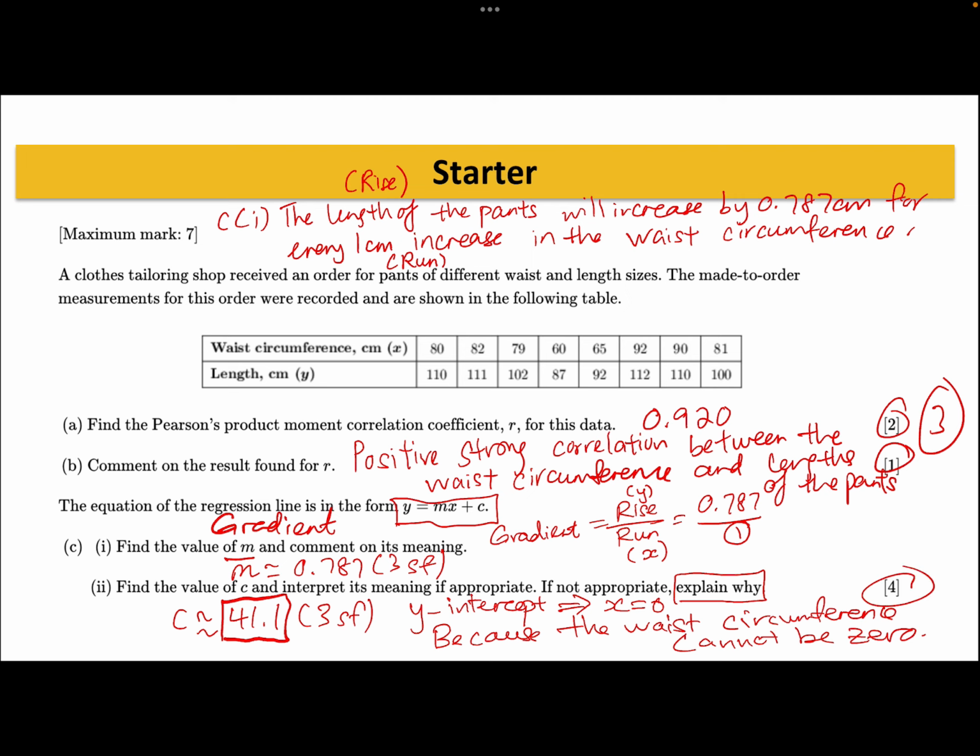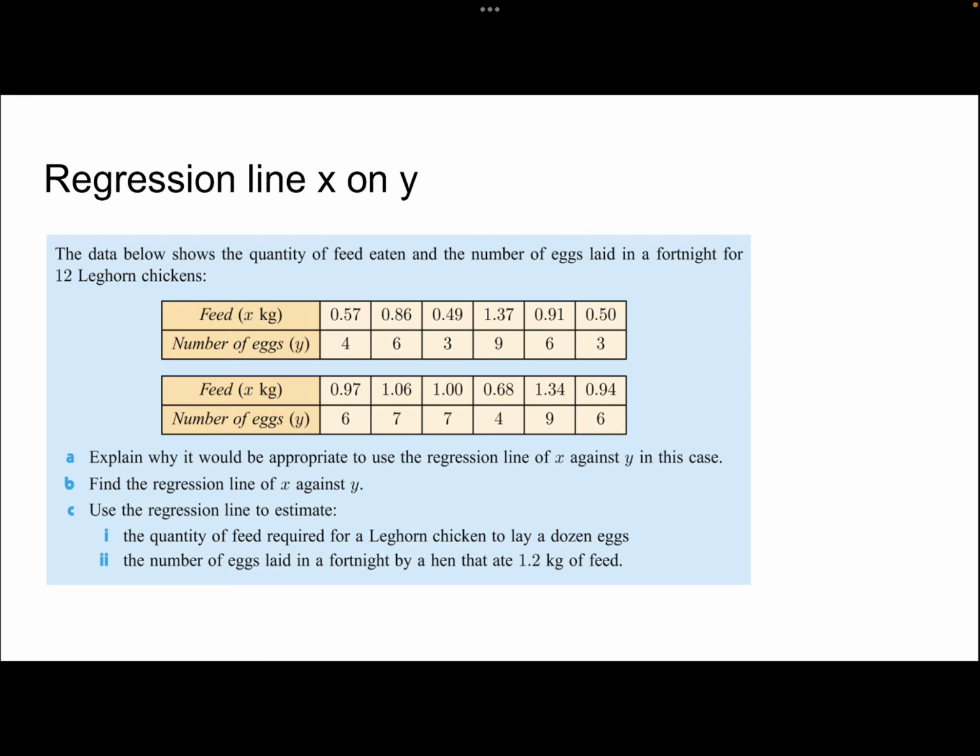Alright, so hopefully this gives you a nice little recap of the Pearson Product Moment Correlation Coefficient, which is the PMCC, and knowing how to find the equation of the regression line as well. Today we're going to spend a bit of time to talk about the regression line x on y. But before we do that, I want to talk about what it means to have a regression line of y on x.